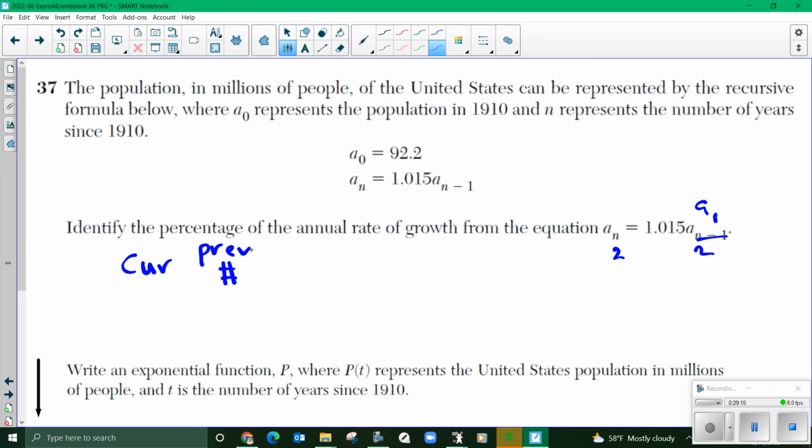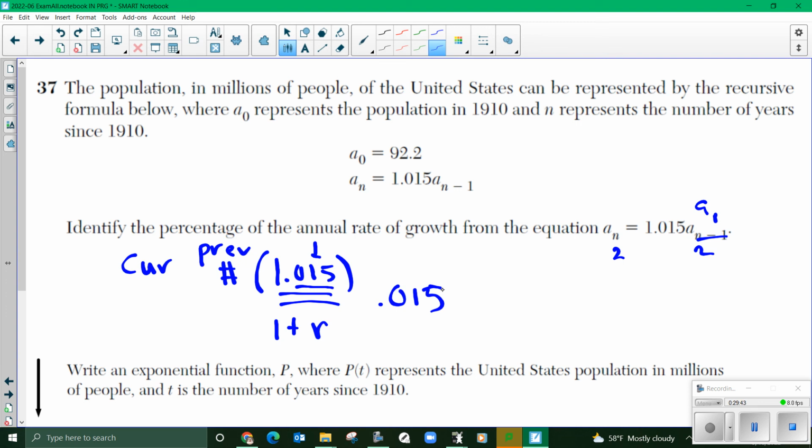You don't really need to write this down. I'm just trying to explain it. And multiply it times 1.015. Now what this is, is the number 1 plus your rate. Okay? So my rate is 0.015. Okay? That would be incorrect the way it's written.